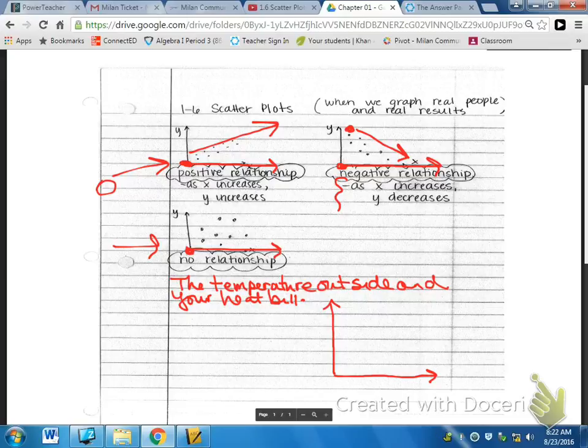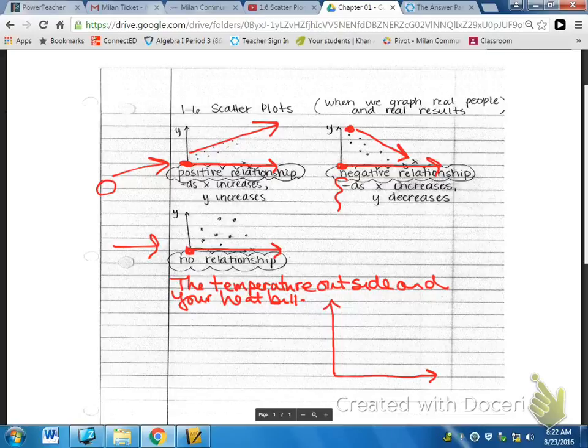Callie, what do you think? I think the y is going to. Do you think it's positive or negative or no? I think it's positive. Okay, so she thinks it's positive. Anybody else think it's positive? That there's a positive relationship? Anybody think it's a negative relationship? Okay, anybody think it's no relationship?